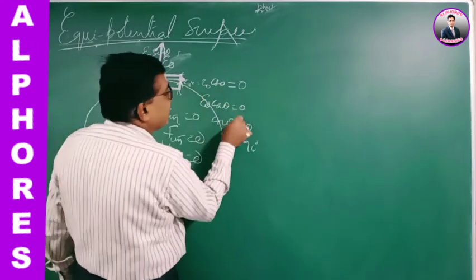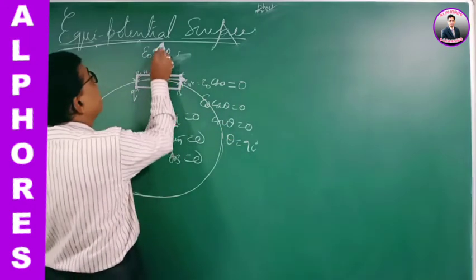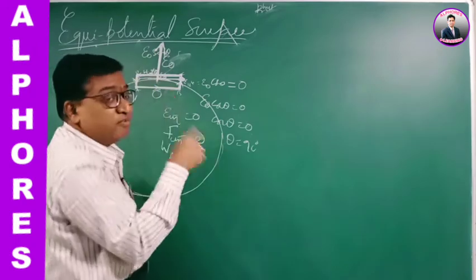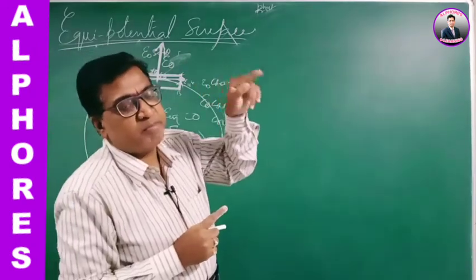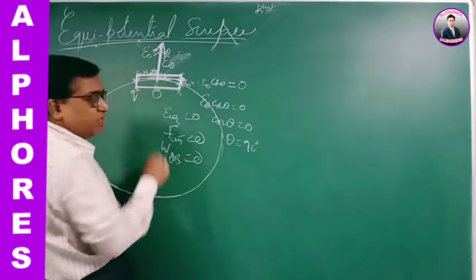So parallel to the surface, the field is 0. So theta is 90, and the resultant field should be perpendicular to the surface. We know equipotential surfaces are perpendicular to the field. So the surface of the conductor is an equipotential surface.